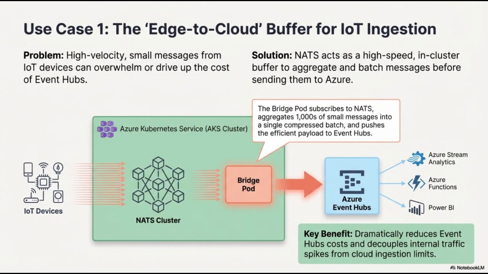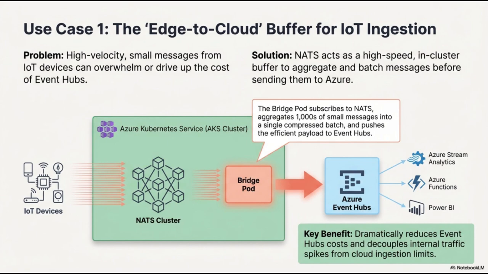In this first use case, we examine the edge-to-cloud buffer designed for efficient IoT ingestion. A common problem in IoT architectures is that high-velocity, small messages from numerous devices can quickly overwhelm Azure Event Hubs or lead to excessive costs due to per-request pricing models. To solve this, we utilize NATS as a high-speed, in-cluster buffer within an Azure Kubernetes Service environment.